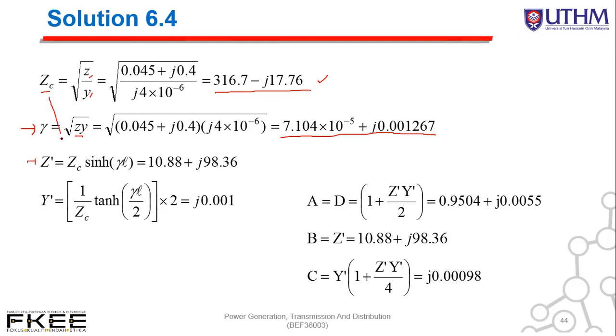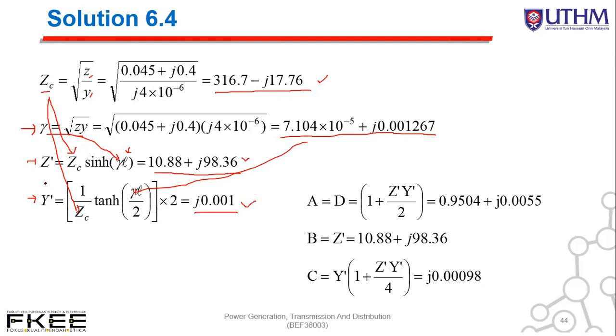Once we have ZC, we can calculate Z prime. ZC is this value, gamma is this value, and L is the distance, 250 kilometers. So we can calculate Z prime equal to 10.88 plus j98.36. We can also calculate Y prime by using ZC and the same value of gamma, and also the distance of 250 kilometers. So we get Y prime equal to j0.001.